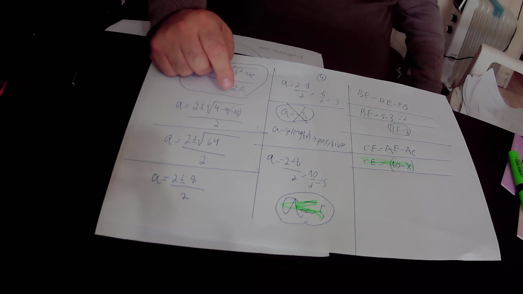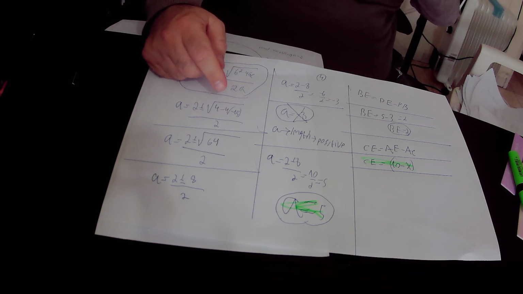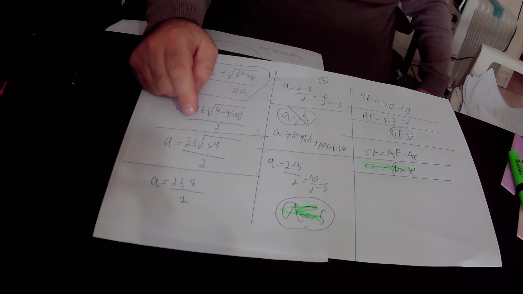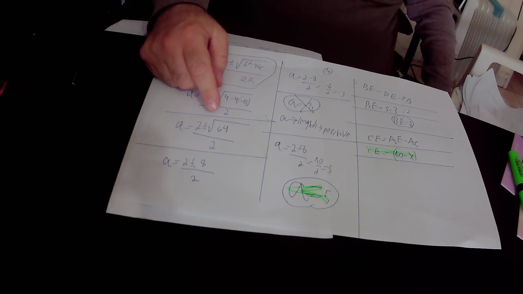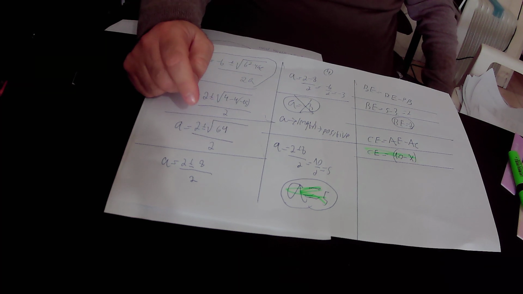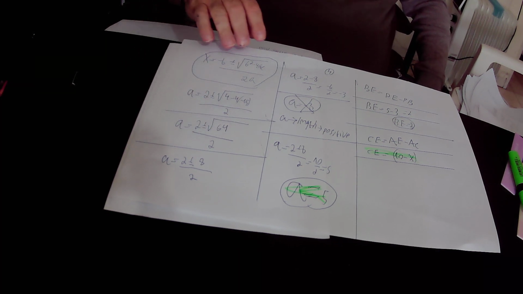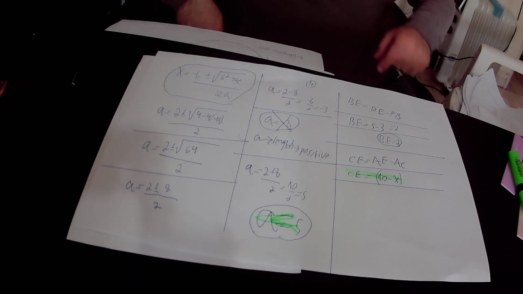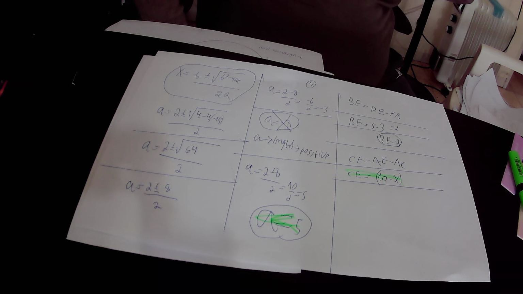Inside the root we have minus 4 times minus 15, which is plus 60, and 60 plus 4 is 64. So A equals 2 plus or minus the square root of 64 over 2. The square root of 64 is 8, so A equals 2 plus or minus 8 over 2. So here we have two possible solutions for A. The first solution is A equals 2 minus 8 over 2. 2 minus 8 is minus 6, and minus 6 over 2 is minus 3.